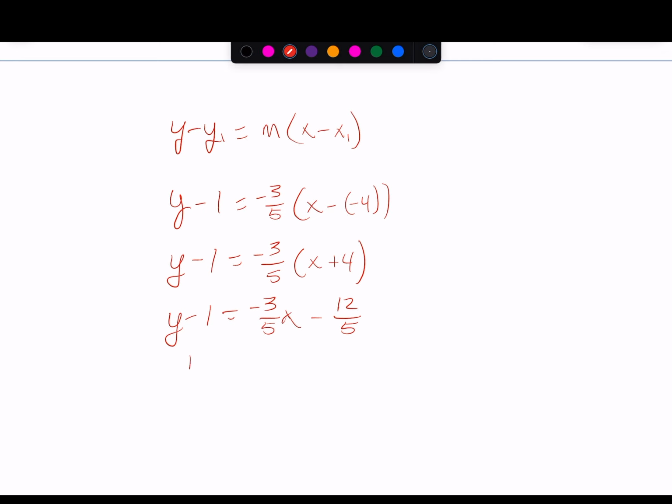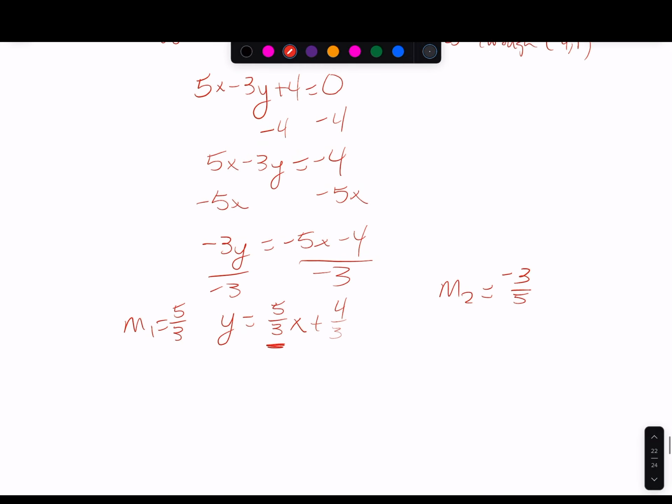Okay, and then we need to add 1 to both sides. So we get y is equal to negative 3/5 x. We need to add, so we have 5/5 minus 12/5. 12 minus 5 is 7, so minus 7/5. And so if we've done this all right, we should be able to compare these two lines and see that they are perpendicular to one another. This line has a slope of negative 3/5, and the original line had a slope of 5/3, as you can see back on the first page.